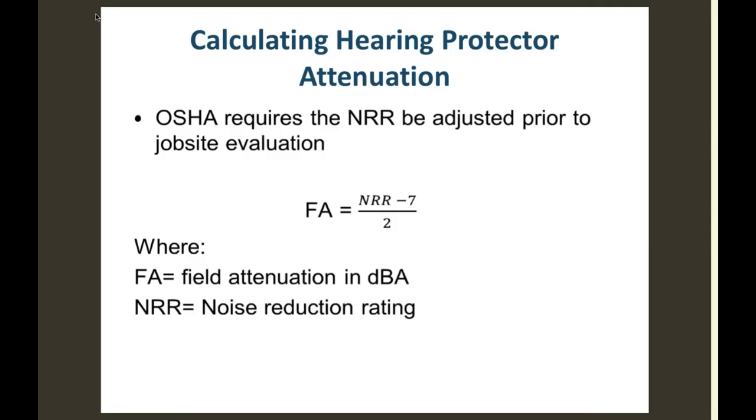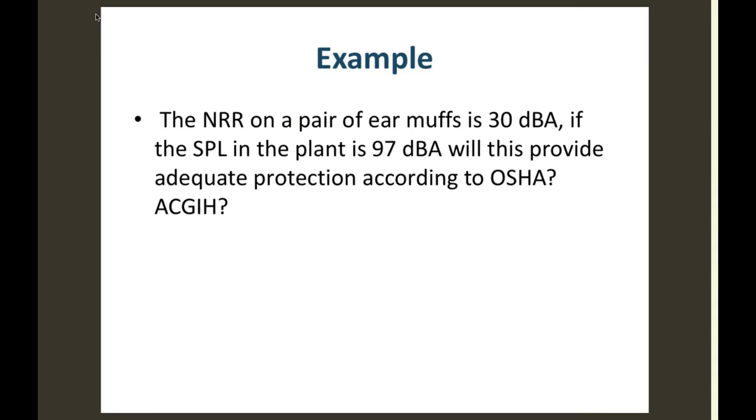Right? Okay, so the noise reduction rating of a pair of earmuffs is 30 decibels. If the sound pressure level in the plant is 97 decibels, will this provide adequate protection according to OSHA or according to ACGIH, which is the same as NIOSH, I believe? So what would be the functional field attenuation, the amount of decibels that would reduce the sound for a pair of earmuffs with that noise reduction rating? So 30 minus 7, right? 23 divided by 2, 11 and a half. We're starting at 97. What are you down to? That's 85 and a half, right? So is that enough? It is, right?